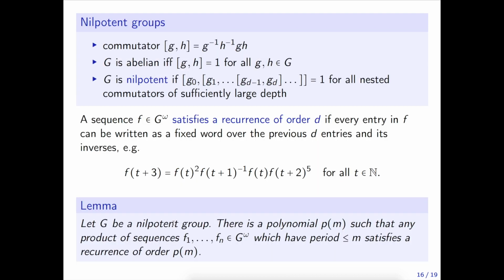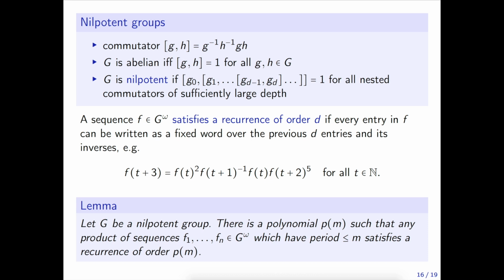Now for nilpotent groups, let me only give you the definition of nilpotent groups, which I haven't defined so far, and the generalization of this idea without a proof. Nilpotent groups are defined using the notion of commutators. The commutator of G and H is G inverse times H inverse times G times H. And it's not so hard to see that a group is abelian if and only if all commutators are trivial. Now, a group is defined to be nilpotent if all nested commutators for a fixed nesting depth are trivial.